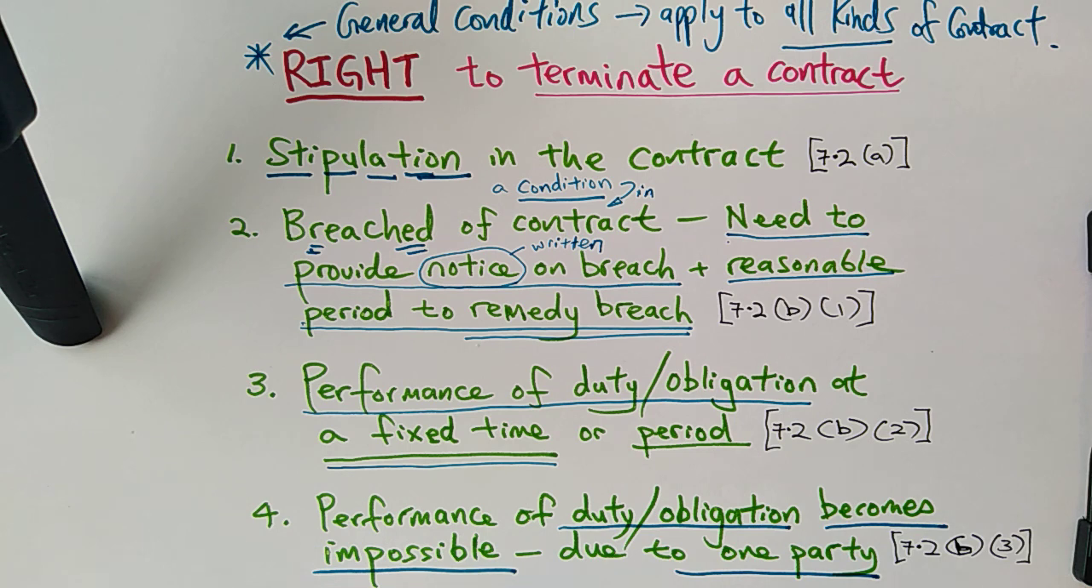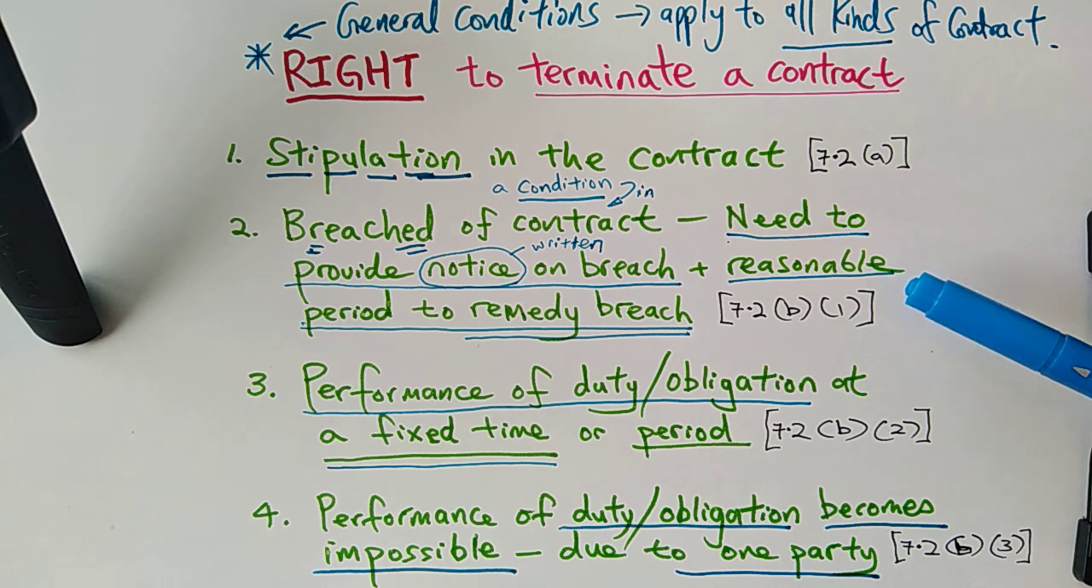Alright. If this happens, then the party who suffers the damage has the right to immediately terminate the contract. Alright, this is in 7.2(b)(3). If you cannot see the word here, it's (b). Okay. 7.2(b)(3). Performance of the obligation, the duty in the contract, becomes impossible due to the actions of one party. Alright. This one is pretty rare. Okay. So, number two is the most common one.